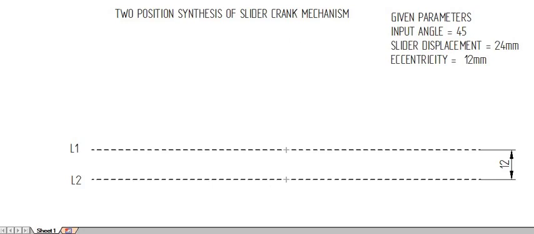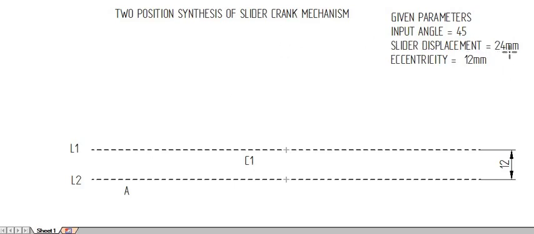So first we are assuming the crank center as A on line L2 and selecting another point C1 on line L1 as the center of the slider. So the points A and C1 are selected randomly.